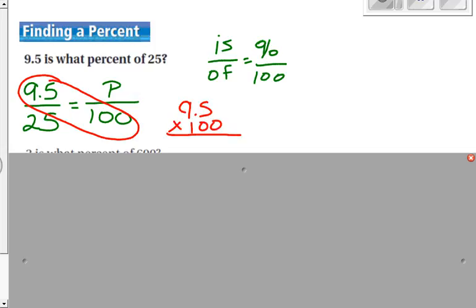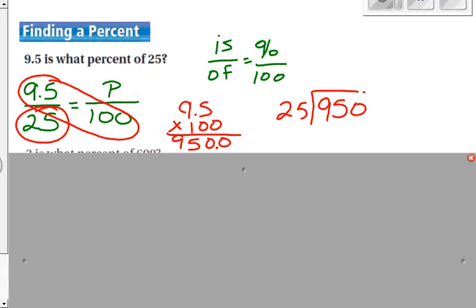And we end up with one number to the right, so we get 950. And we're going to divide that by 25. You know, 25 goes into 95 3 times, and we get 75. We have 20 left over, bringing down my 0. 25 goes into 200 8 times, and it's asking percent, so it's 38%.